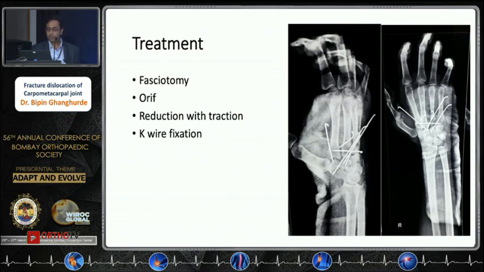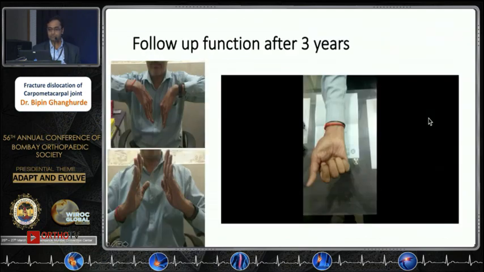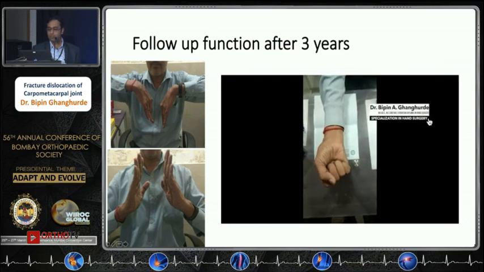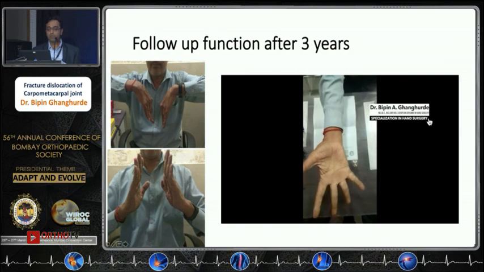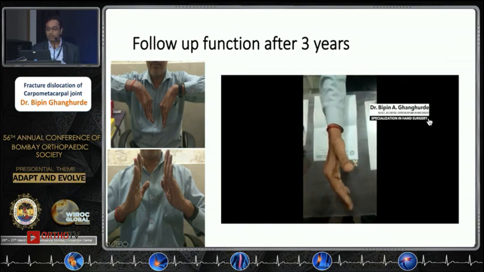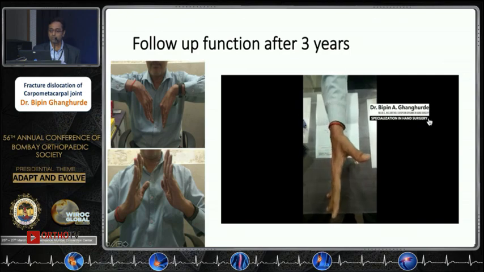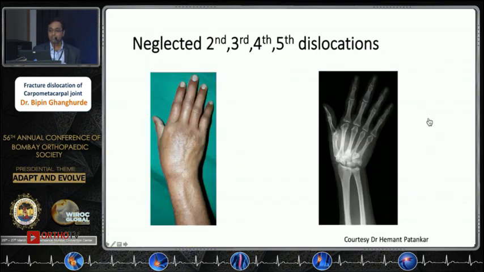Again, the important thing is to align the third metacarpal on the capitate. This is follow-up after 3 years, and this is his post-op function. Fasciotomy is important in this case, and open reduction is also important, because the most important problem is flexion and extension.